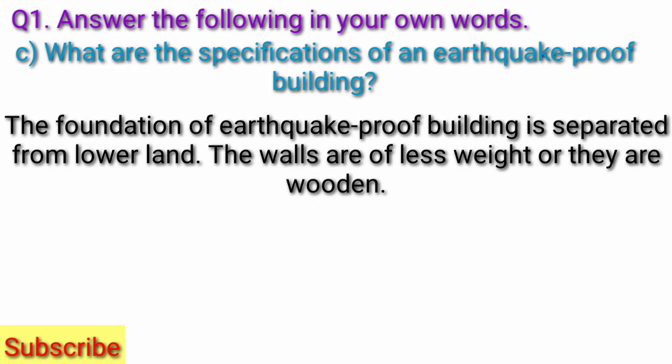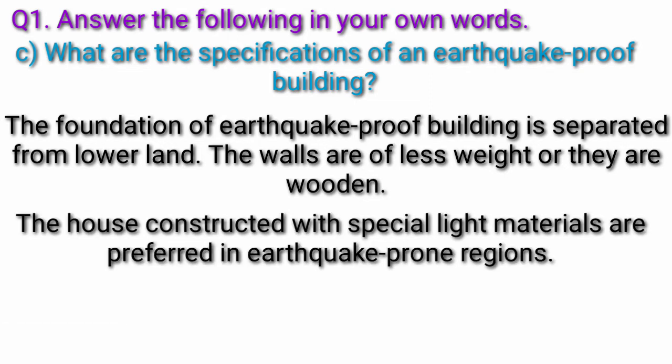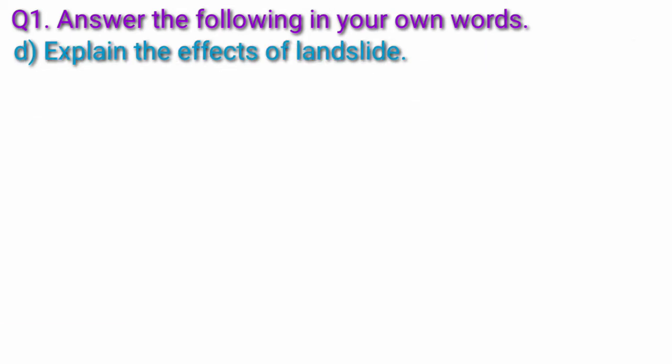The foundation of earthquake proof building is separated from lower land. The walls are of less weight or they are wooden. The houses constructed with special light materials are preferred in earthquake prone regions. Next question D. Explain the effects of landslide.